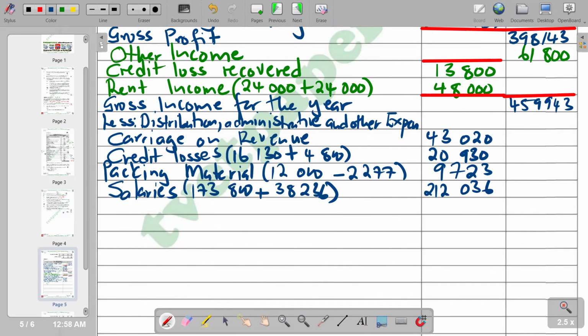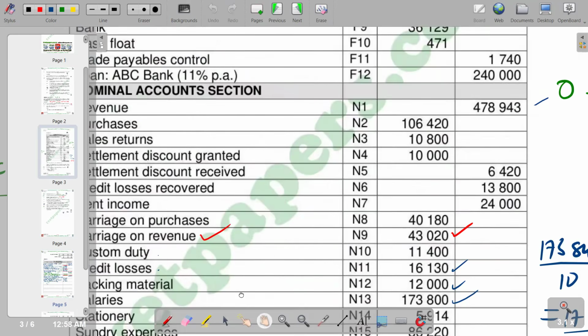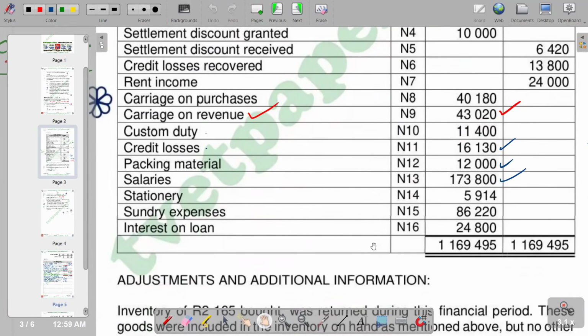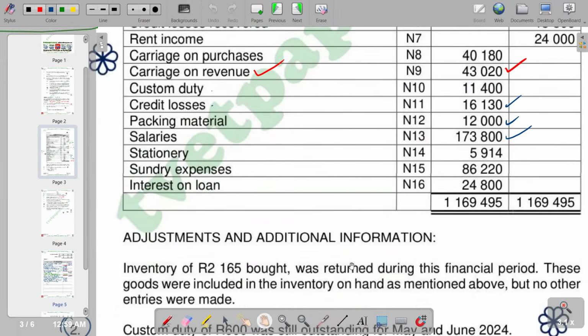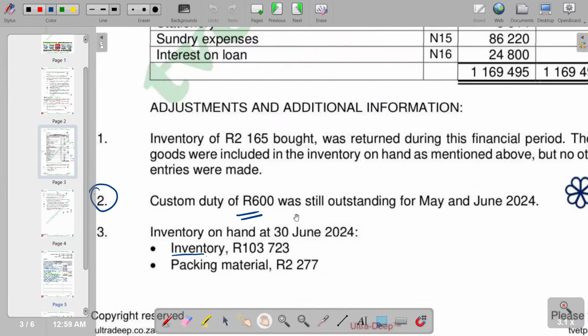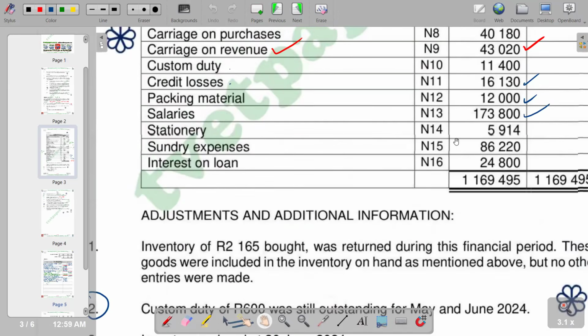And then from salaries, obviously, we move on to the next one. We have stationery, 5,912. And of course, this indicates stationery that was purchased, that was bought. So we need stationery that was used to regard it as an expense. But of course, if you go to additional information, you want to check if you've got stationery that was remaining at the end of the period. We see that at the end of the period, we do not have stationery that was remaining. So it means all what was bought was used. So we take our 5,914 as an expense.